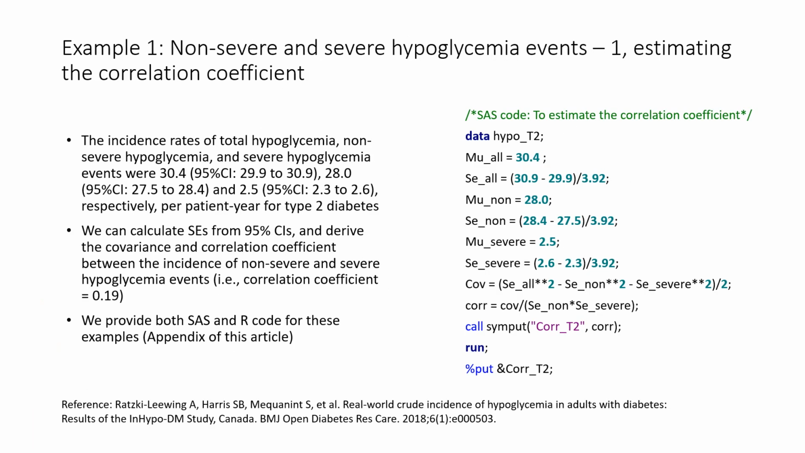I will now present example 1, non-severe and severe hypoglycemia events. This study reported means and 95% confidence intervals of the incidence rates of total hypoglycemia, non-severe hypoglycemia, and severe hypoglycemia events. We can calculate standard errors from 95% confidence intervals and derive the covariance and correlation coefficient between the incidence of non-severe and severe hypoglycemia events. We calculated that the correlation coefficient was equal to 0.19.